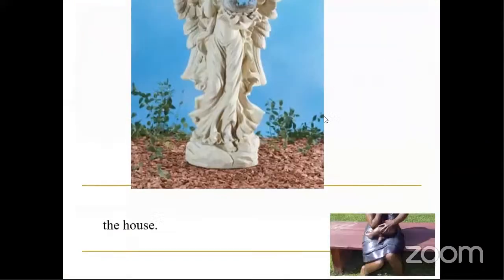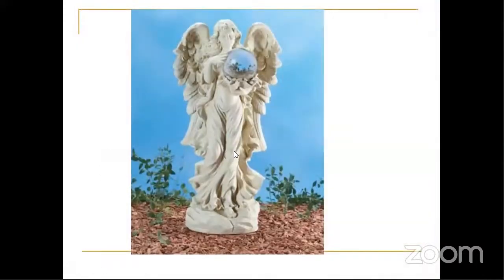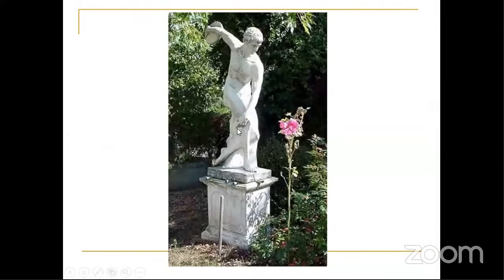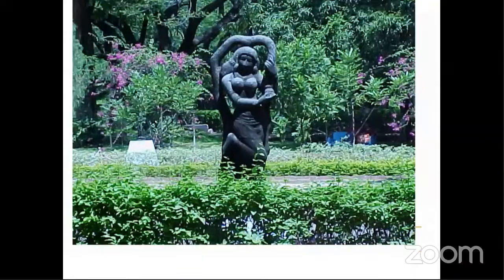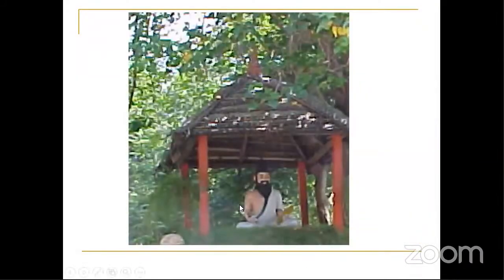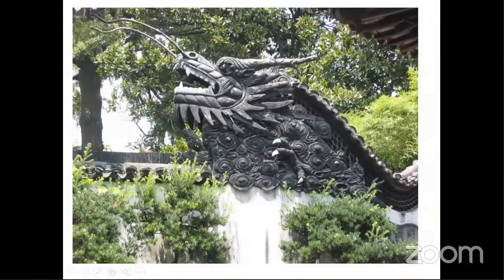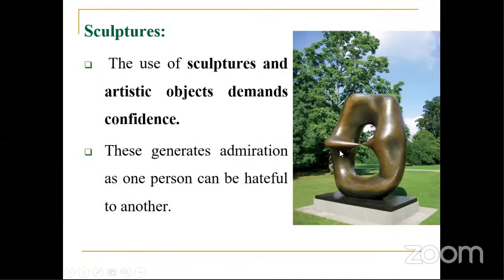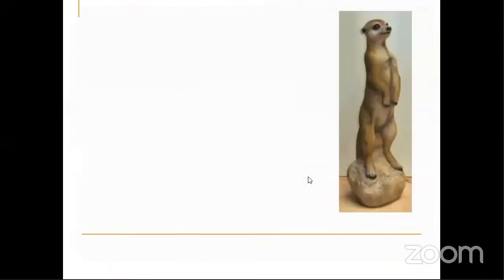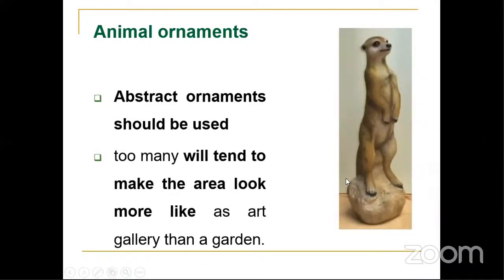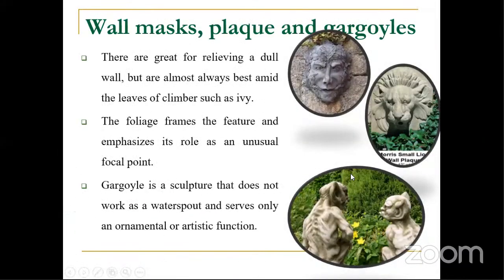These are the different statues. Usually they will keep their local leaders or national leaders like Mahatma Gandhi or other freedom fighters, or any gods and goddesses. These are all inspirational personalities, and they will keep their statues. With respect to sculptures, the more aesthetic or attractive sculptures will be used. These are all ornamental decoratives.